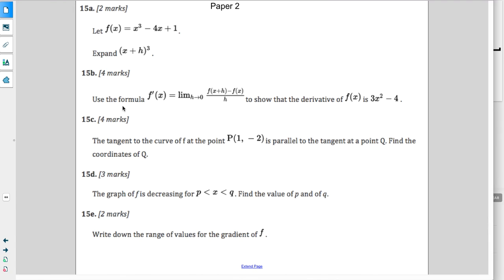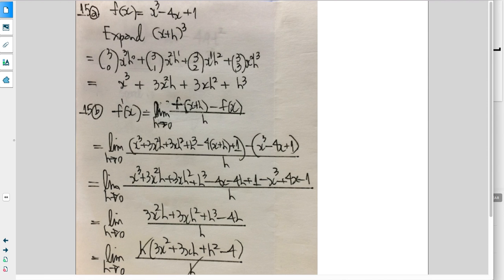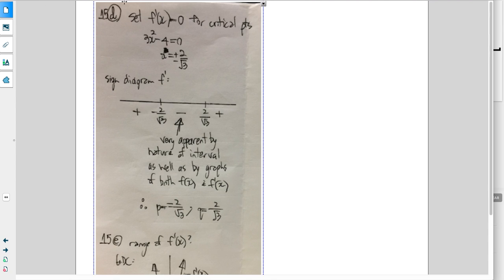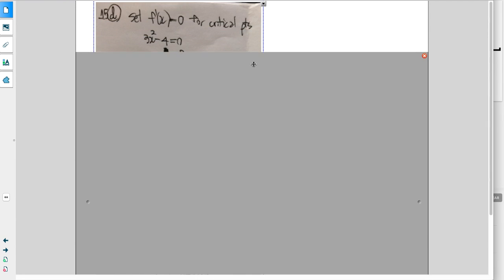Just going to refresh our memory here. We're going to look at number 15D. We were asked to find the areas of decrease for this particular function. So we're going to go ahead and find the critical points. In other words, where's the first derivative equal to 0? We have the first derivative from the prior question in part B. Set that equal to 0.